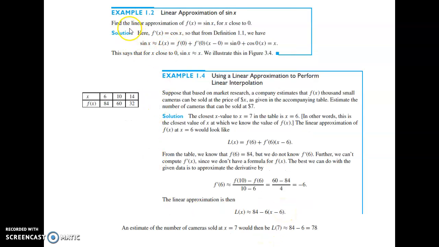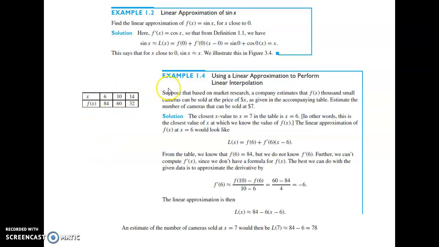Another example. Find the linear approximation of sin x for x close to 0. So this is x naught. So find f prime for this, and then put x naught equal to 0 in the formula. So L of x, that means sin x, is this. Then substitute x equal to 0, and I get this. Simplifying, I get this. So L of x is equal to x, or sin x is equal to x, is the linear approximation of sin x for x close to 0.